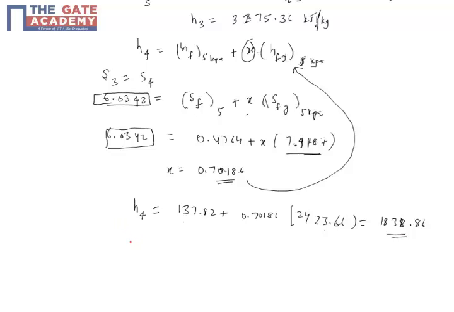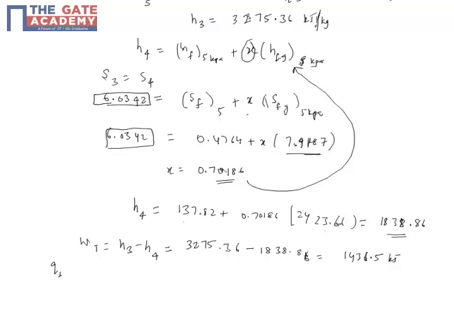So I got H3, I got H4, everything is known. So now work done by the turbine is H3 minus H4. H3 is 3275.36 minus 1838.86. So once you subtract, you get a value of work done which is 1436.5 kilojoules. So I know WT.